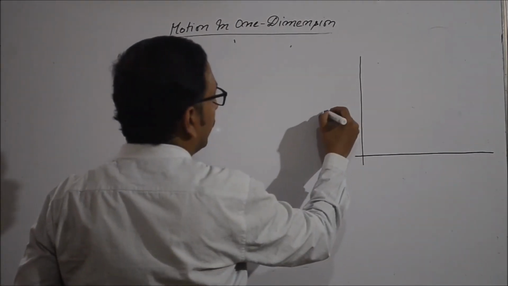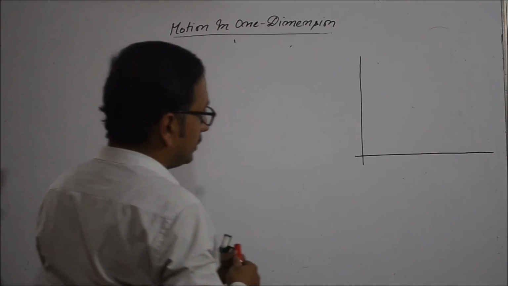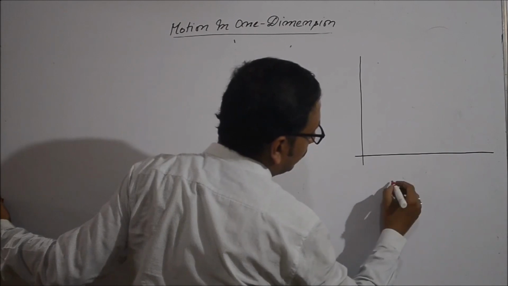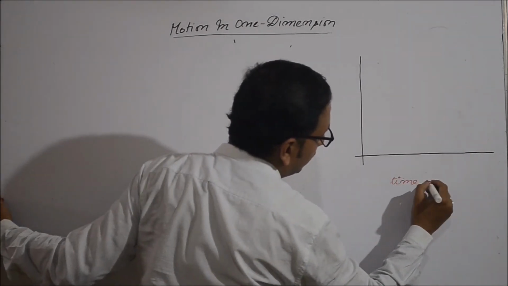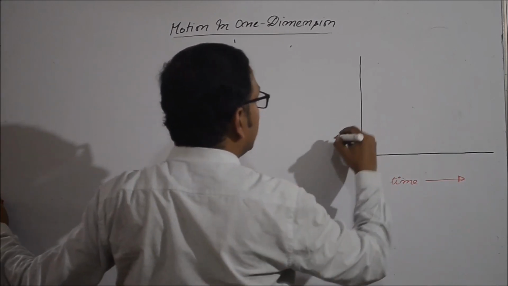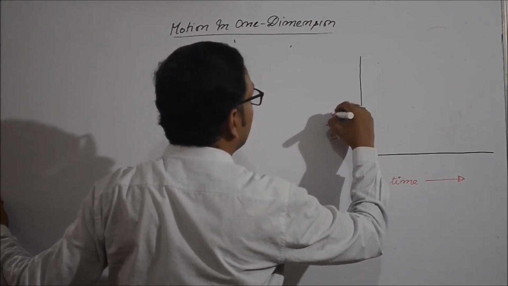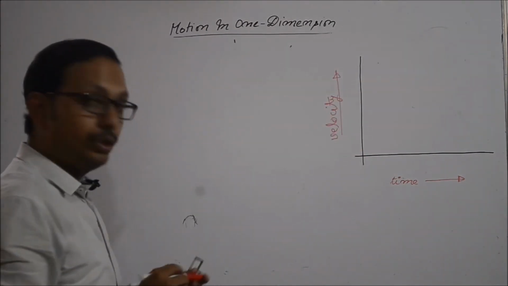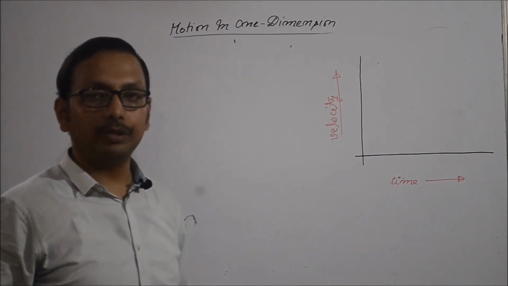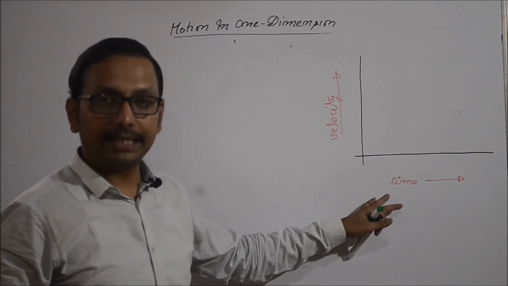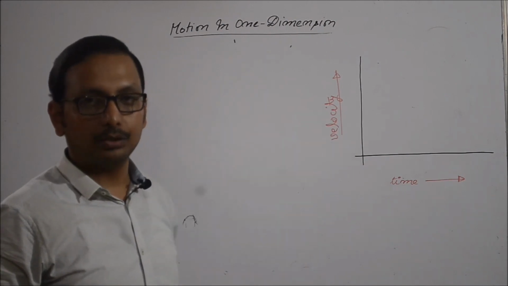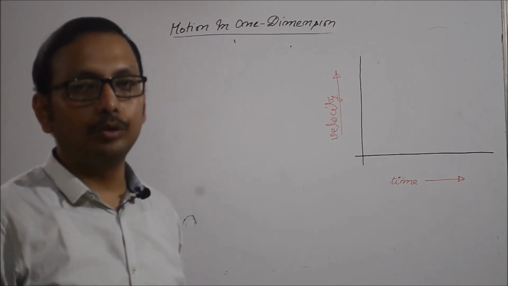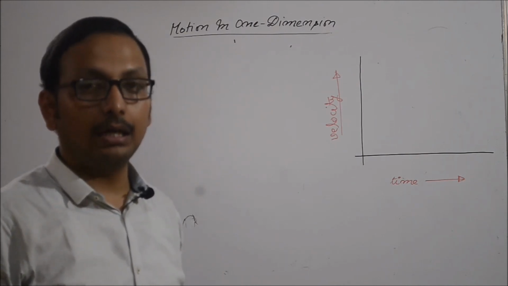This is the graph where this part is your time and this part is your velocity. So your x-axis gives your time. You need to remember, normally we always plot time on the x-axis and velocity on the y-axis. Be clear on this and keep it as your standard, because if you change each and every time it will be a problem for you to understand the higher concepts.